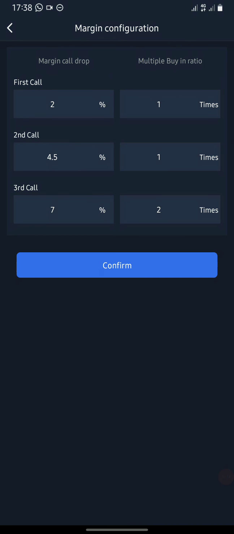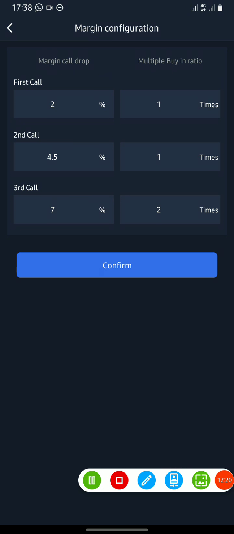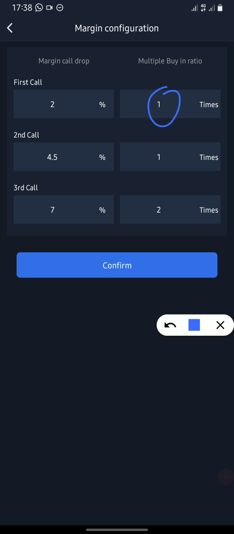Let's go to the configuration. Good. We still have it here. So this now will be 50 at a 2% drop from entry price. This is another 50 at a 4.5% drop from the first call.